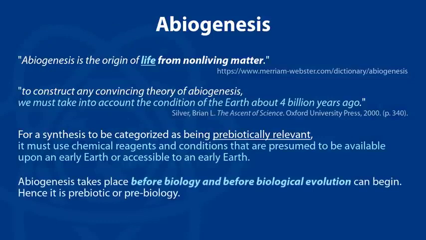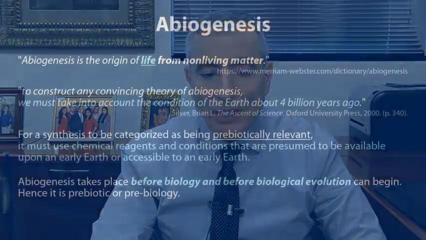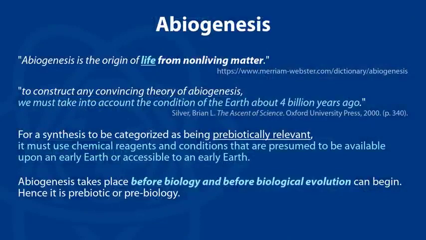Abiogenesis takes place before biology and before biological evolution can begin. So before evolution can begin, before that first cell can morph into other cells and start reproducing, it has to form. How did that first formation happen? That is before biology. Hence, it's prebiotic or pre-biology. That's the difference. Evolution is taking something that has life and transforming it. This is before you ever had life. That's what abiogenesis is.